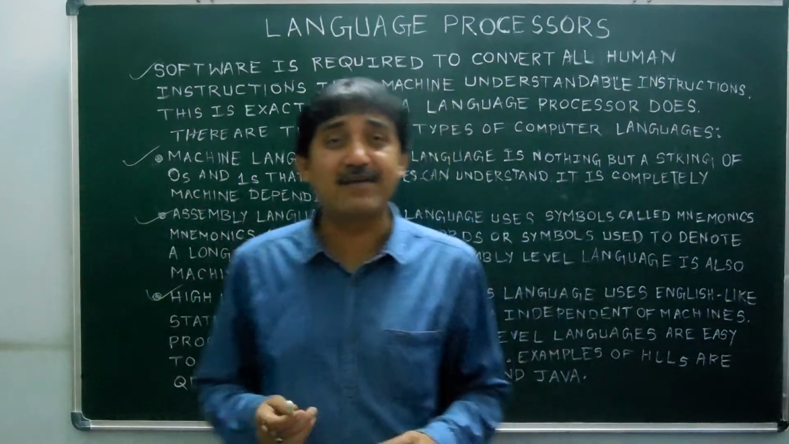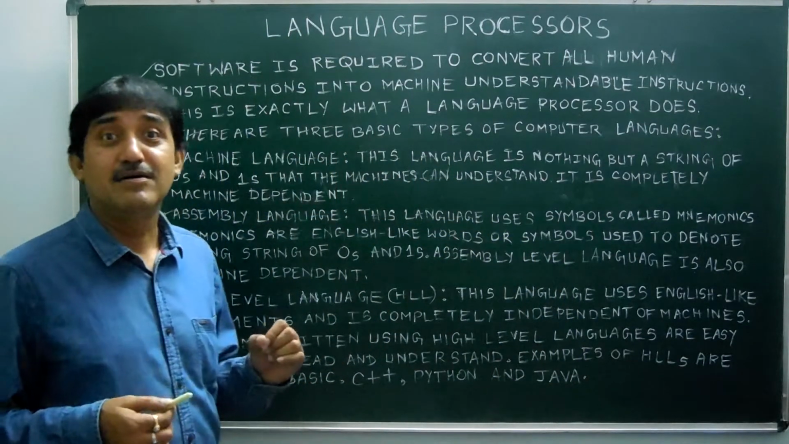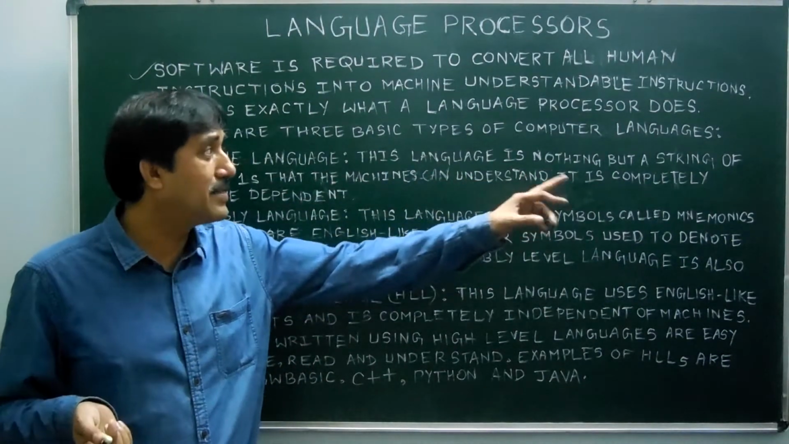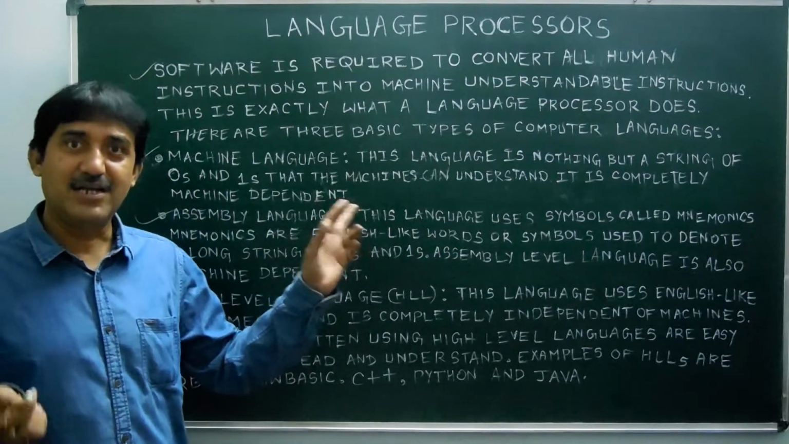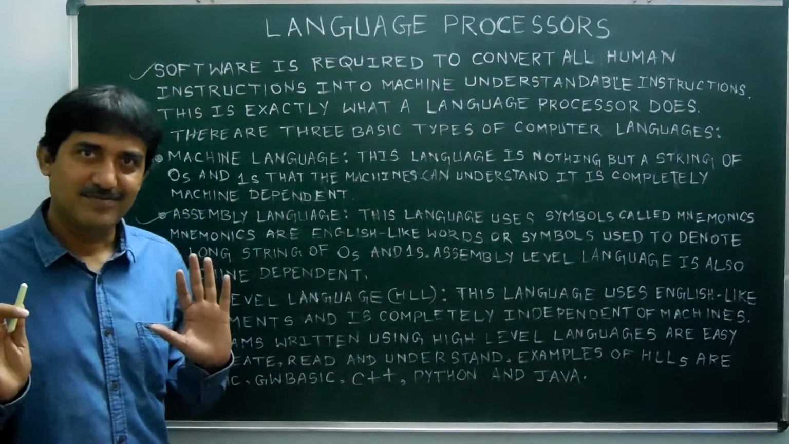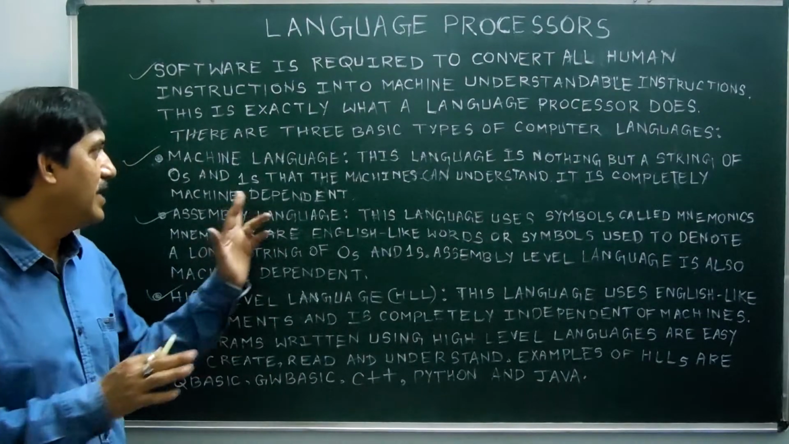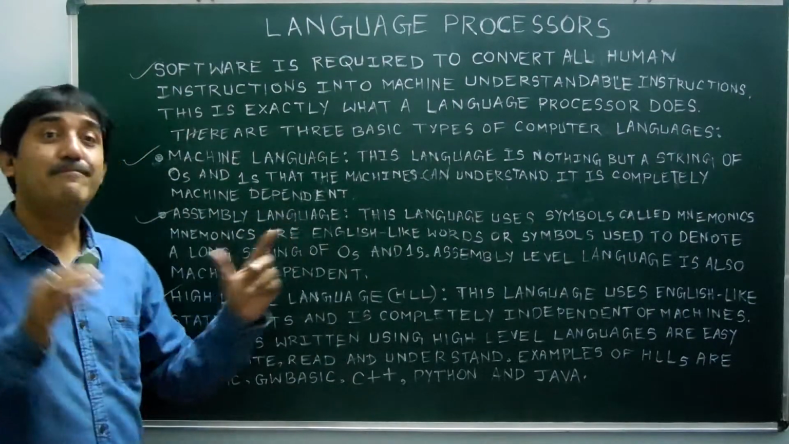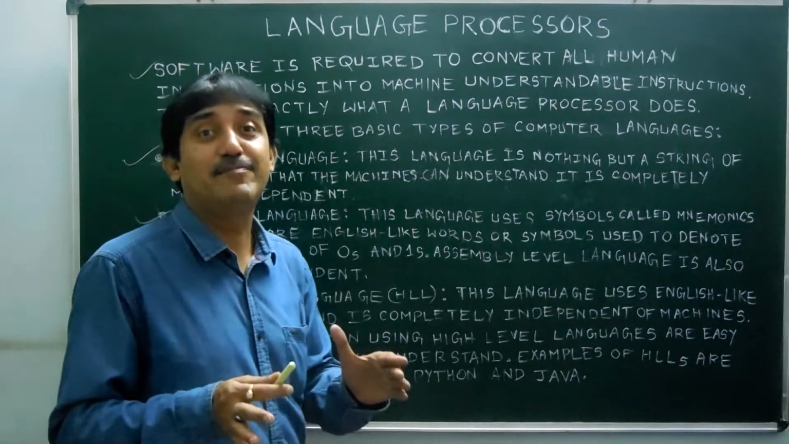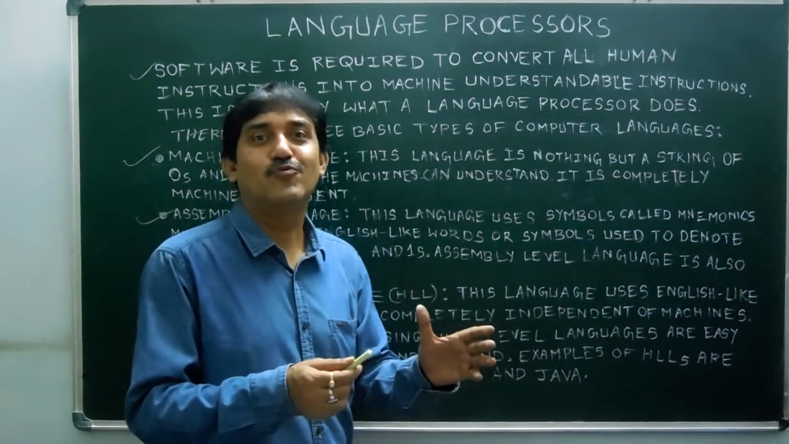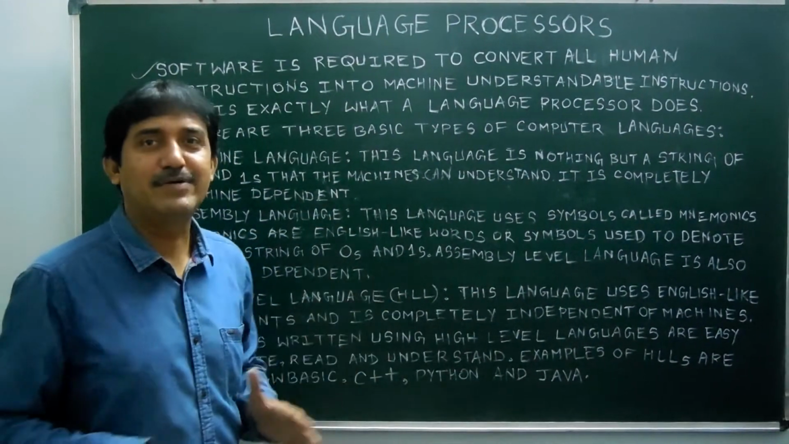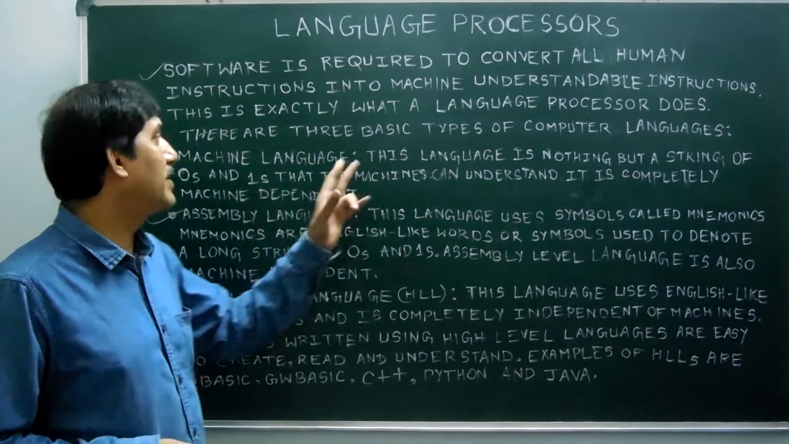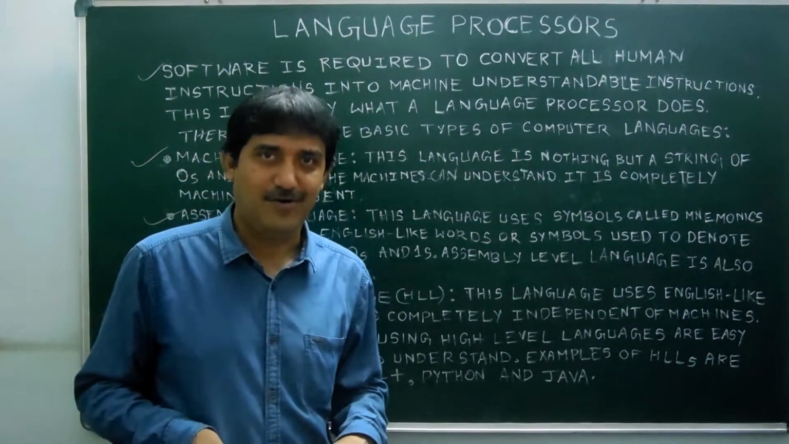Machine language is what the machine understands, 0 and 1. This language is nothing but a string of zeros and ones, only zeros and ones, that the machine can understand. It is completely machine dependent. Why? Because each machine has its own construct, like someone can be 8-bit, someone can be 16-bit. So depending on the machine, this particular machine language will work.